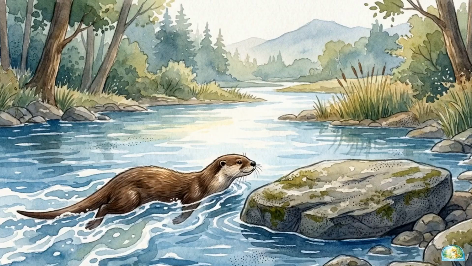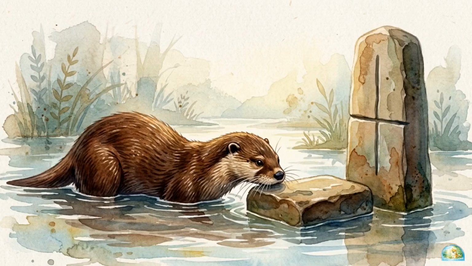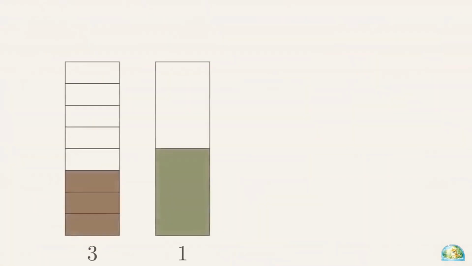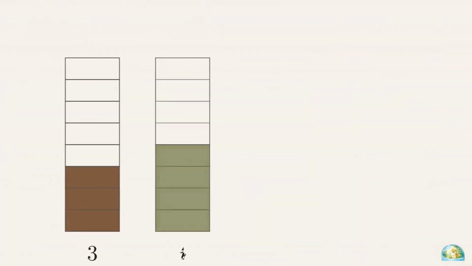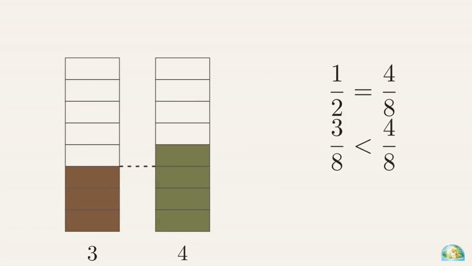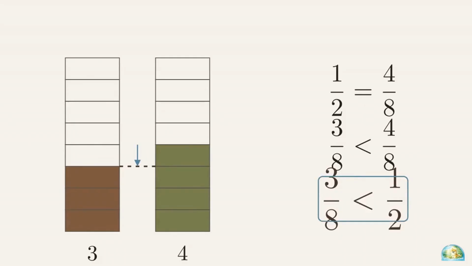Here at the half-marker rock, Sedge the otter finds a snack bar shaded to 3/8, sitting right beside a benchmark marker designated at 1/2. This diagram shows the two amounts in the environment. To compare them, we rewrite the benchmark. 1/2 equals 4/8. Looking at the physical blocks, 3/8 is less than 4/8, so 3/8 sits below 1/2. 3/8 is less than 1/2.